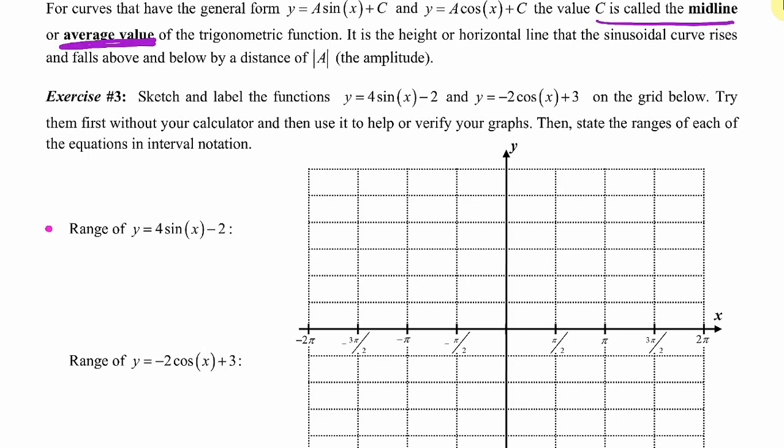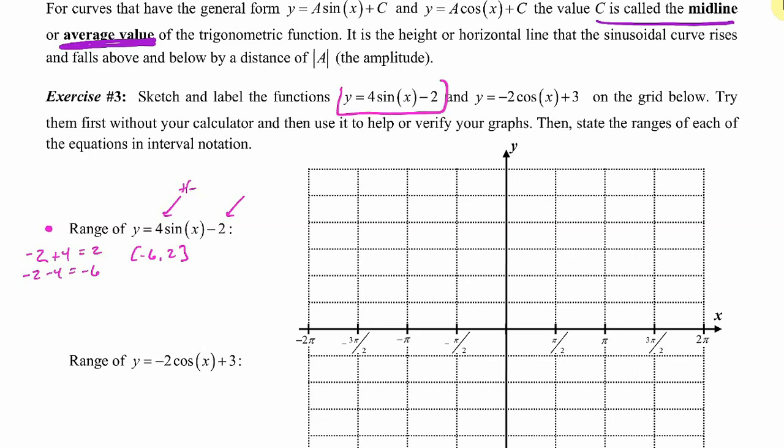Look, the range, first of all, we can do like this. What's the midline? What's c? Negative 2. From there, we're going to go up and down 4. So plus 4, minus 4. Negative 2 plus 4 is 2. Negative 2 minus 4 is negative 6. So without even looking at the graph, I know this is going to lie between negative 6 and 2. But let's go ahead and now graph this thing.